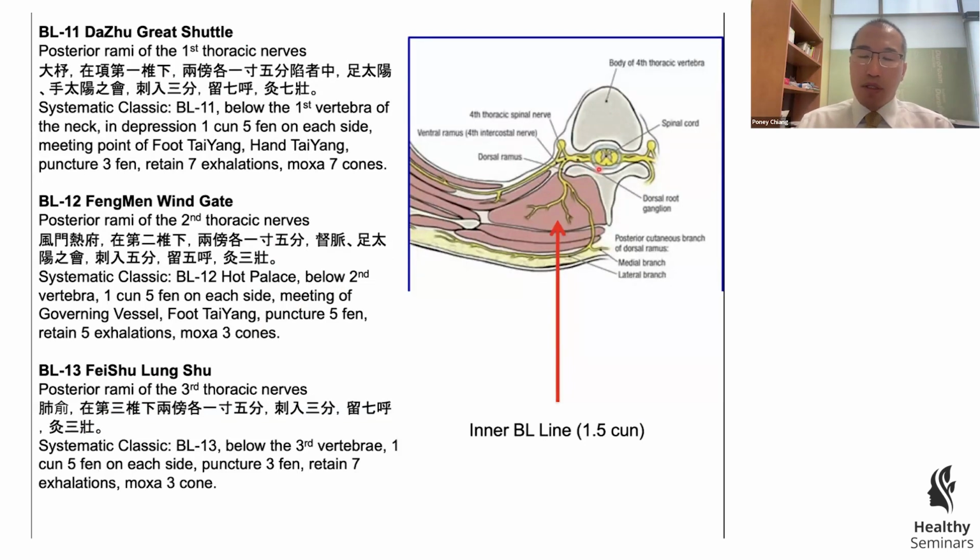And the diagram is oriented such that the top of the picture is the anterior aspect of the body, and the bottom of the picture is the posterior aspect of the body. And so this bony process here is the spinous process. That's where we locate points like the governing vessel points. And then these two symmetrical processes are the transverse processes.